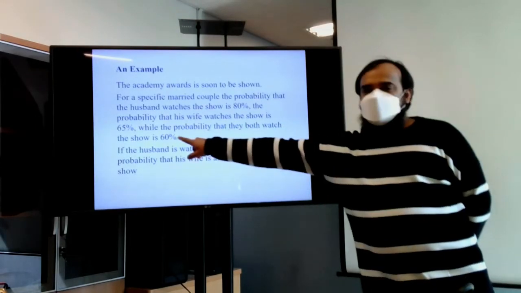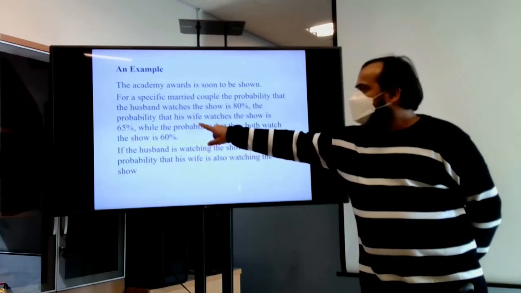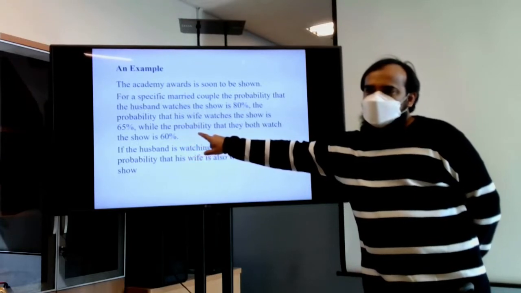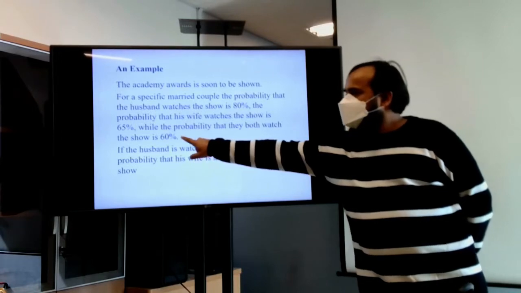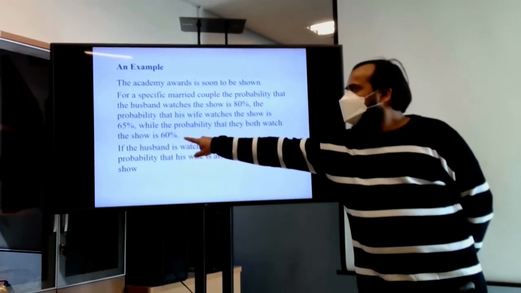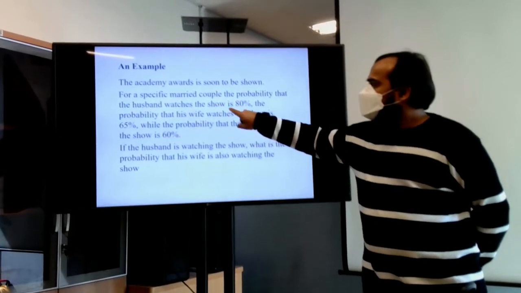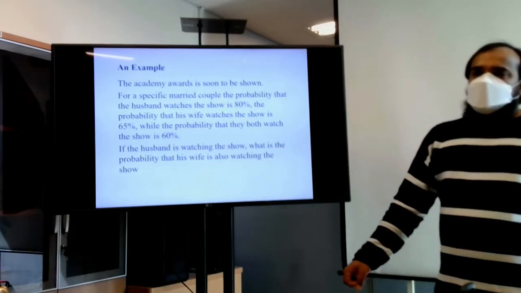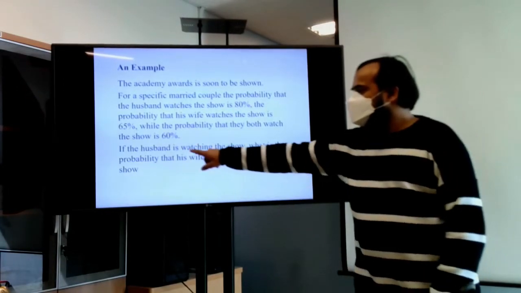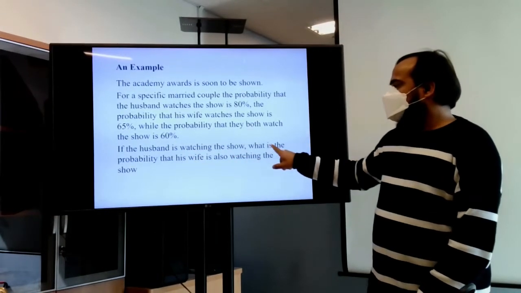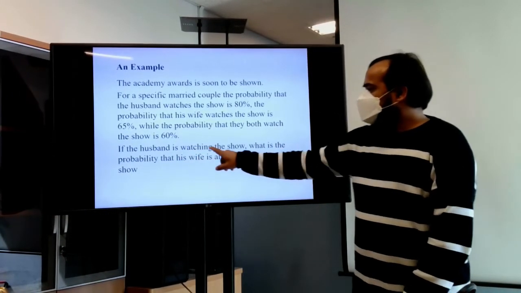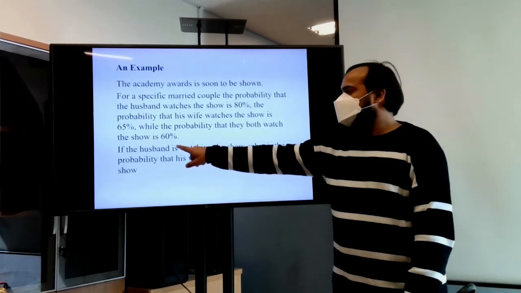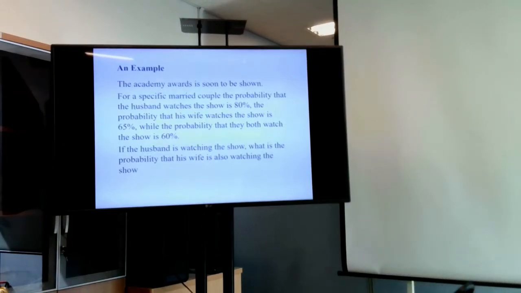Both means intersection. Suppose H for husband and W for wife. H intersection W equals 0.6 probability, and P of H is 0.8 and P of W is 0.65. And you have been asked, given the husband watching, what is the probability of W conditioned on H? So what is the value of this probability?